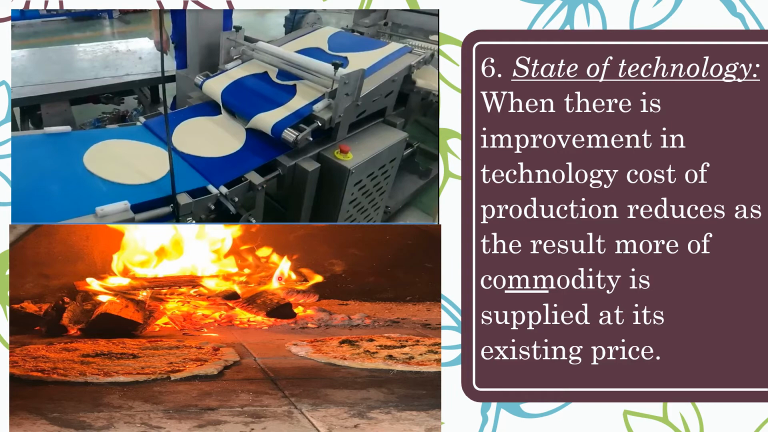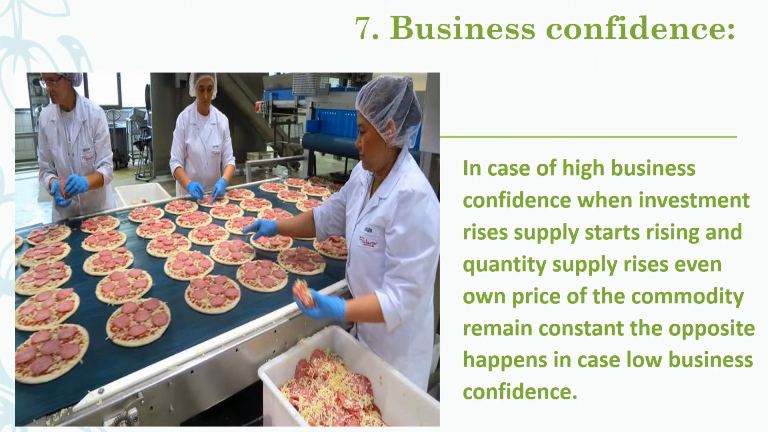You can see here in the pictures, we see down below here a handmade pizza in a traditional oven, dished out one or two at a time. Whereas you can see here, with the help of the machine, so many pizza bases can be produced. So that surely reduces the cost of production, and so the supplier is ready to supply more even at the same old price. The next factor affecting supply is business confidence.